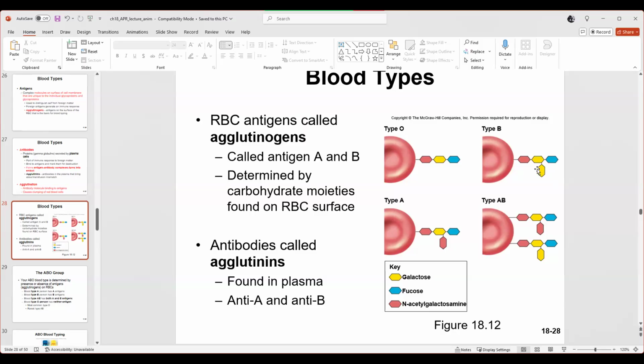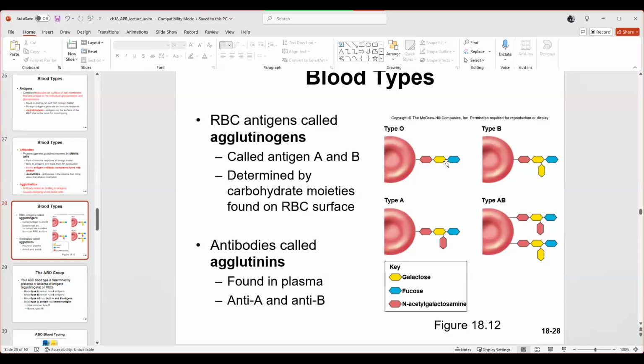right here. In type B it is galactose. In type A, N-acetylgalactosamine. So it is one sugar difference. So when somebody says there's a huge difference between type O and A and B, no. The only real difference between life and death is one sugar.